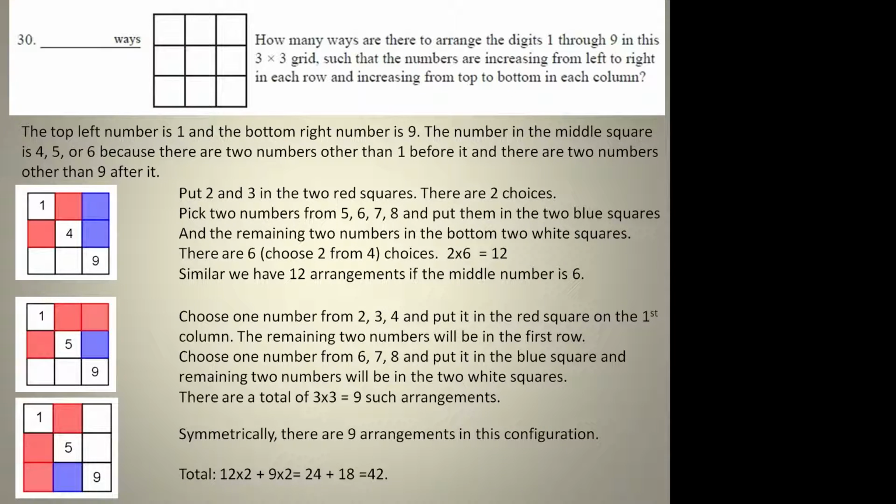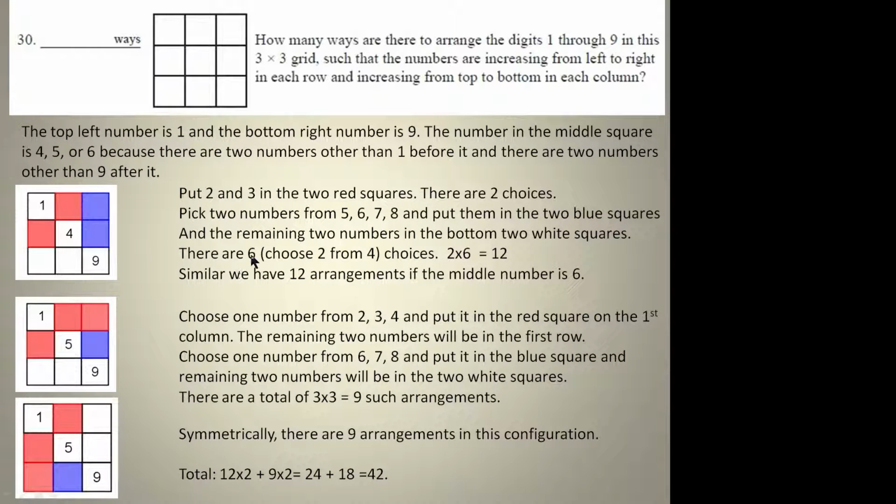But how about in this configuration? These 3 red ones will be 2 here, 1 here. So it's similar. You choose 1 from 2, 3, 4 to put here, so it's 3 ways to do this. Then choose 1 from 6, 7, 8 to put here. There are 3 ways to fill in those 3 squares. So it's 3 times 3 is 9. So you have 9 arrangements in this configuration.